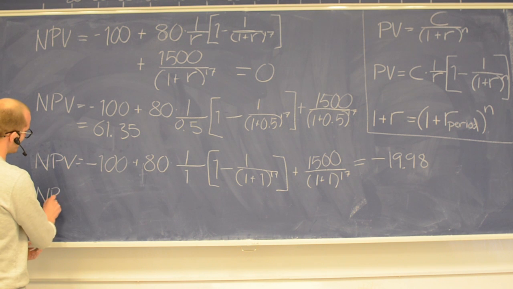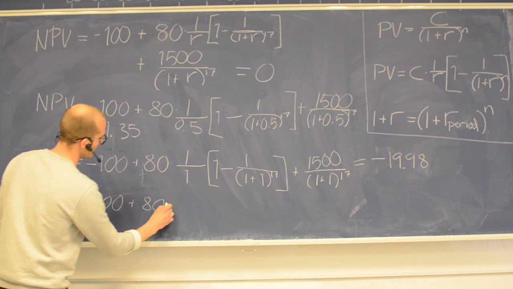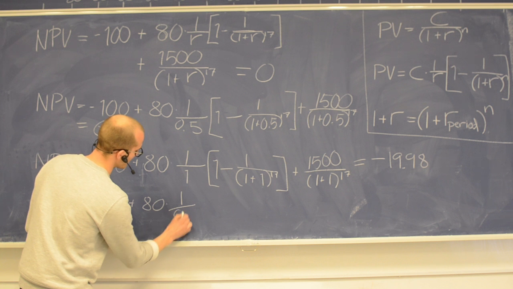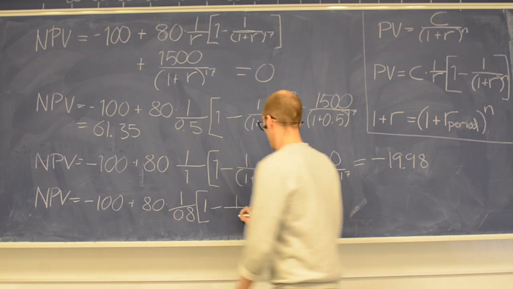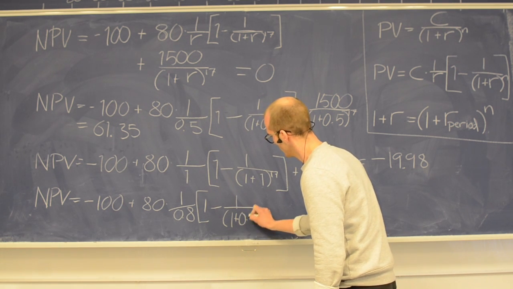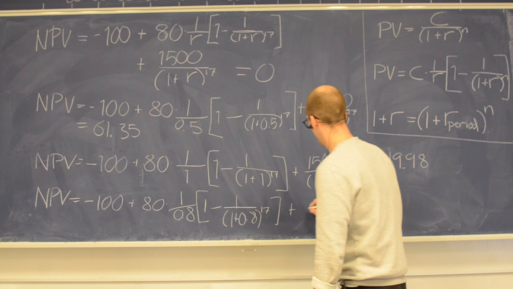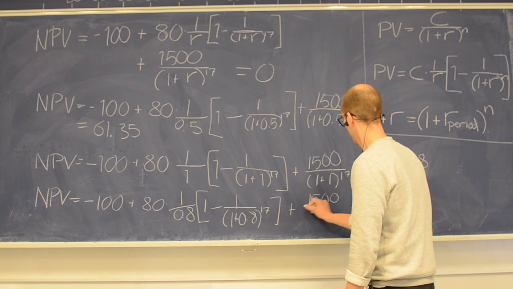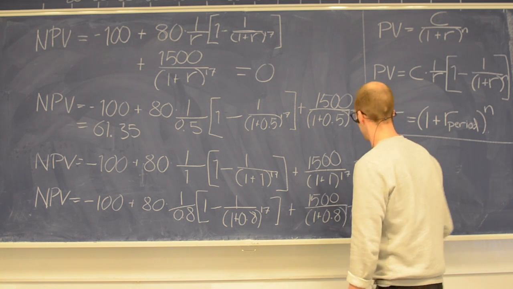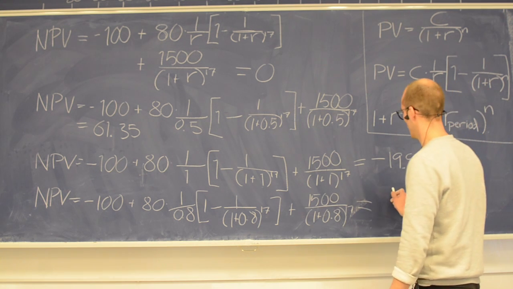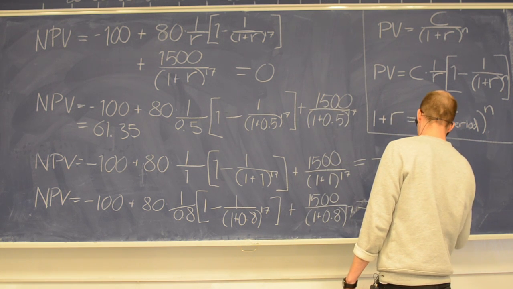And then we do the same thing. Minus 100 plus 80 times 1 divided by the interest rate, 80%, times 1 minus 1 divided by 1 plus 0.8 raised to 17, plus 1,500 divided by 1 plus 0.8 raised to 17, which happens to be approximately 0, or more precisely 0.064.